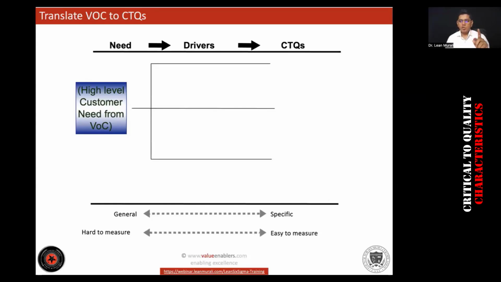The need is hard to measure. CTQ is easier to measure. For example, if the need is less sugar in a coffee, it's very hard to measure because you don't know very clearly what less sugar means. It might be half teaspoon, it can be 1 teaspoon, it might be 1.5 teaspoon. Whereas critical to quality, if you say 1 bag of sugar or 1 teaspoon, then it will be very easy to measure. Okay.